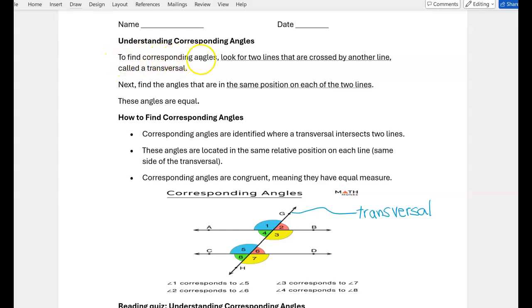To find corresponding angles, look for two lines that are crossed by another line called a transversal. Here are the two lines. Those are the parallel lines, right? Next, find the angles that are in the same position on each of the two lines, the parallel lines. You know that. Yes, you do. These angles are equal.